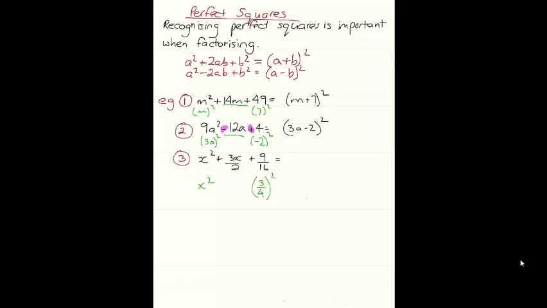So then let's check. What if we multiply our x and our 3/4? Well, we would get 3x over 4. But then if I double it, that will simplify to 3x over 2, which is what we're looking for here. So this is also a perfect square where our factors are x and 3/4.